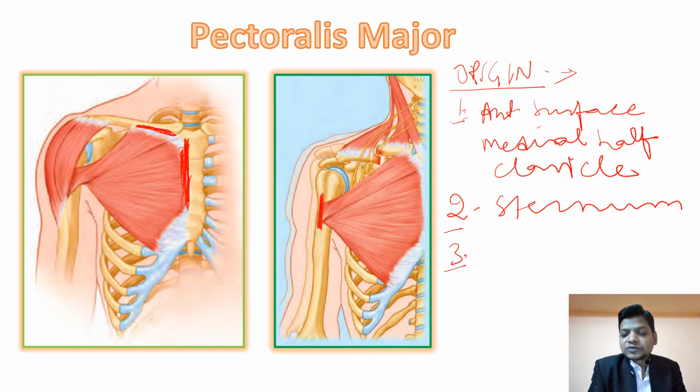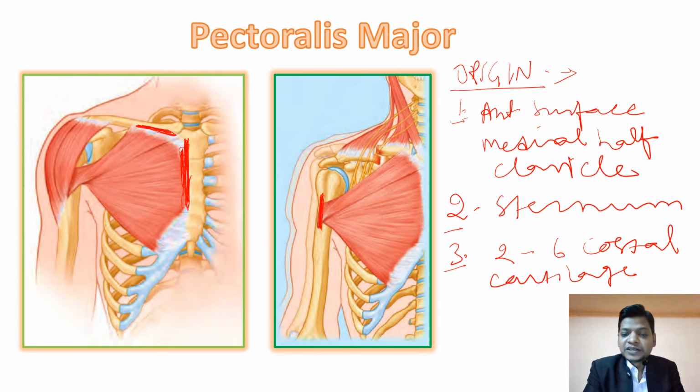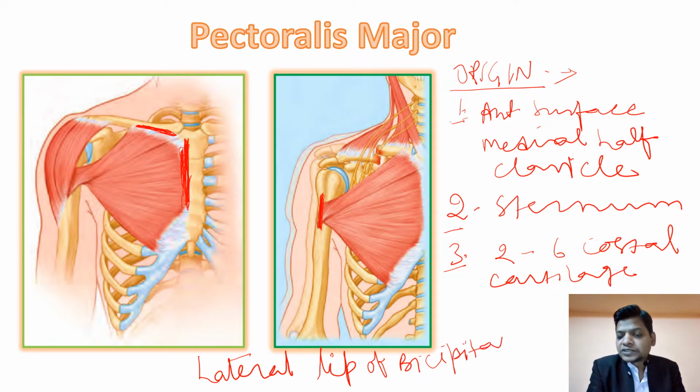Also it takes origin from second to sixth costal cartilage, not from the ribs. This has to be remembered: it takes origin only from costal cartilage. Then where are they going to insert? To the lateral lip of the bicipital groove, or intertubercular sulcus. So this is the origin and insertion of pectoralis major.